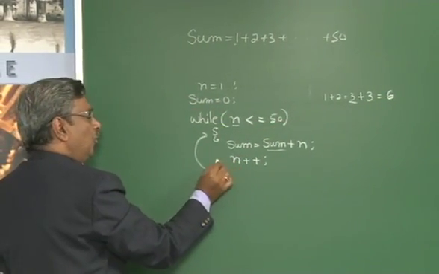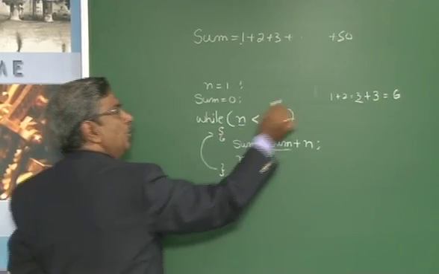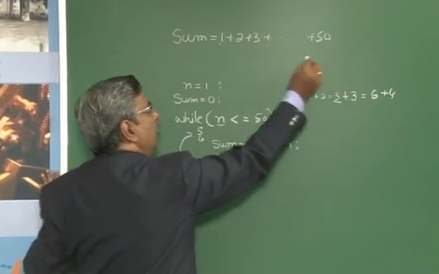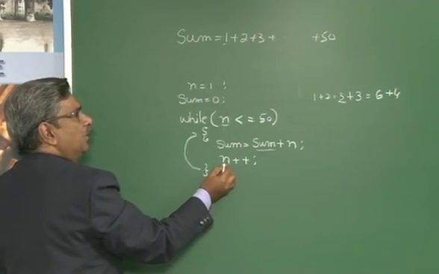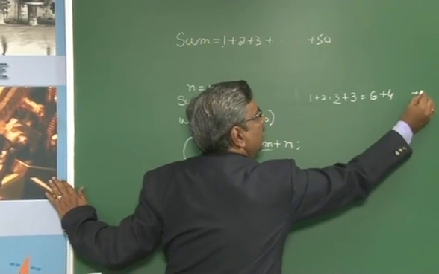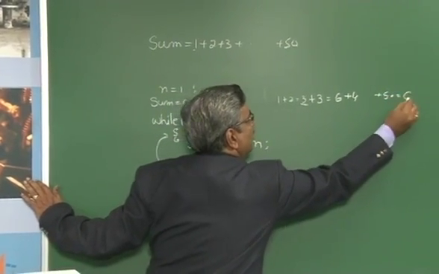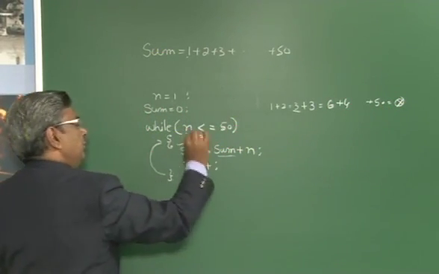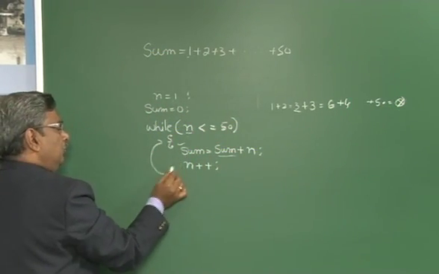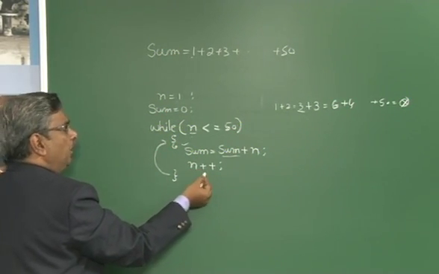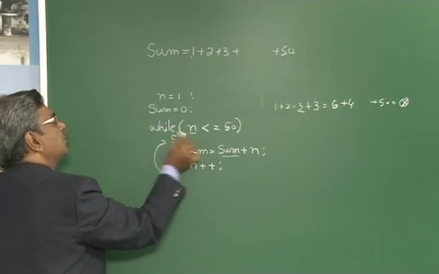Next n becomes 4, 4 is less than 50, 6 plus 4, and like that the process will continue until n reaches 50. Whatever the last sum is, 50 is added to it and the result is available in the variable sum. In the next iteration 50 plus 1 becomes 51, this condition fails.